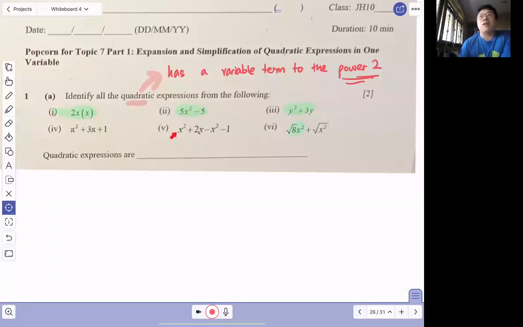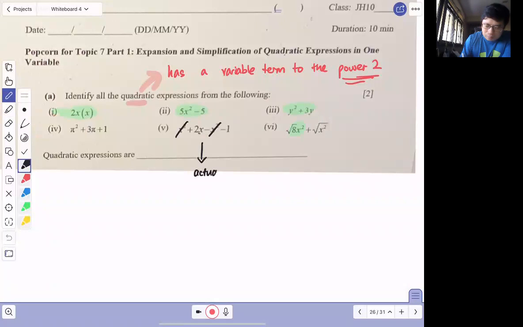For part 5, unfortunately, it is no, because you can see that the power actually got cancelled off. So this is actually linear. There's no power 2 there.